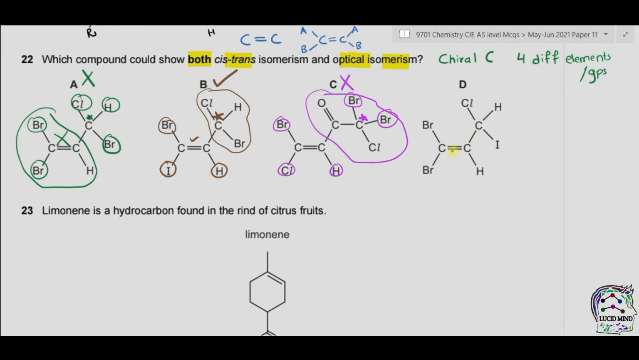In the last one, we can see we have a double bond, but similar atoms are attached with the double bonded carbon, so therefore cis-trans is not shown. We have this carbon and it will show optical isomer only. Correct answer is therefore B.